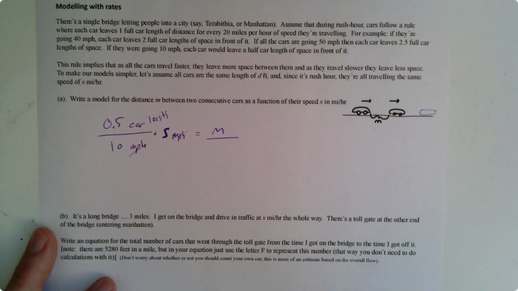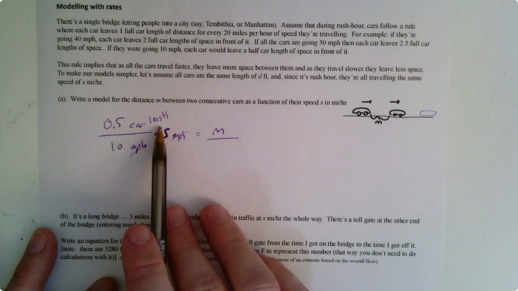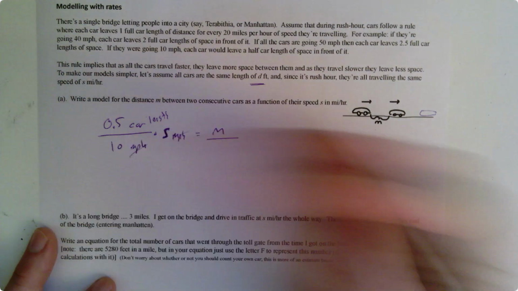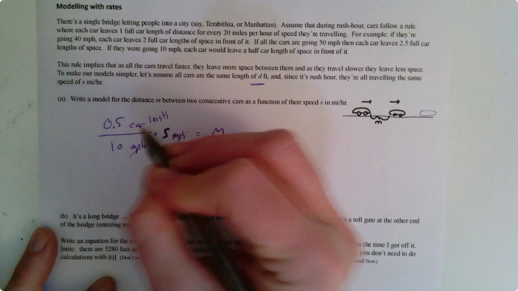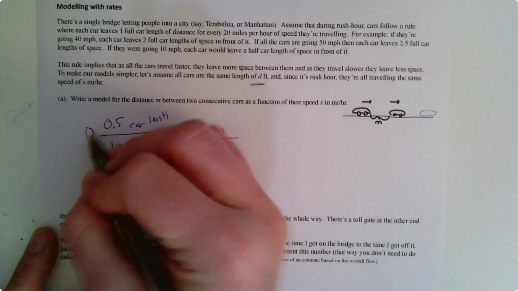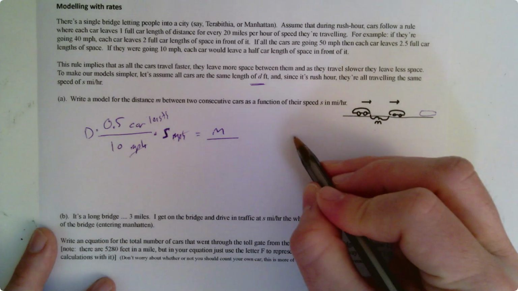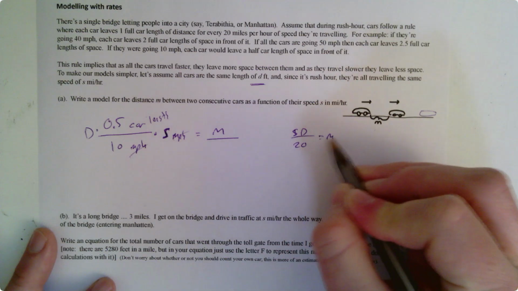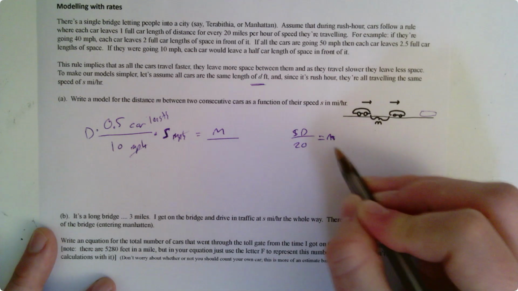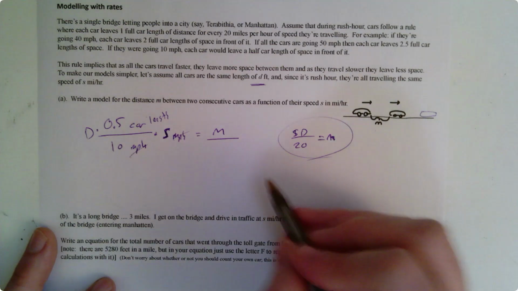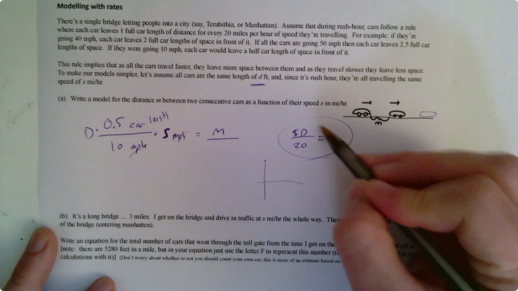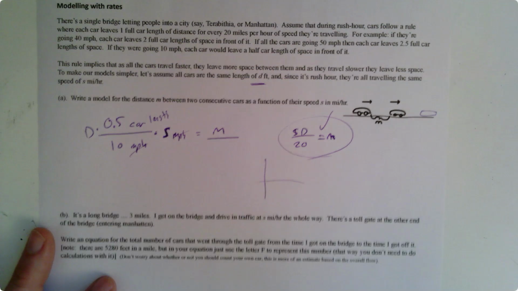I'm missing something, though, because, remember, it's 0.5 car lengths, but d is the length of the car. So I also need to get the d in there. So let's put it there. So s d over 20 would be a great model for m. Other people did it other ways. If you wanted to, you could really try and set up a linear equation and think about it that way. But I think just simple units is probably the best way to think about this one.